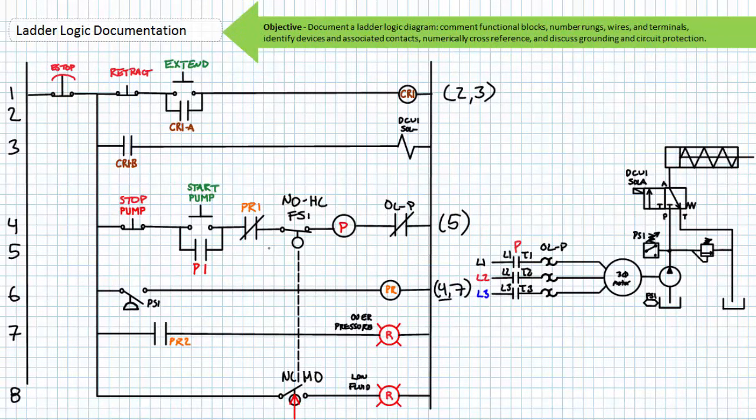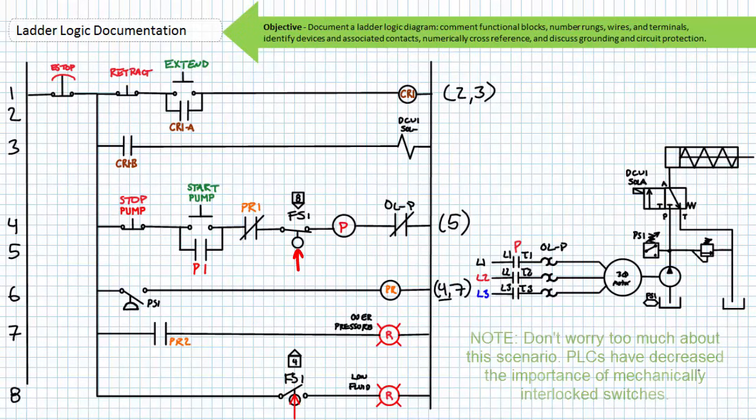It is for this reason numerically cross-referenced mechanically interlocked switches ditch the dashed mechanical interlock and use something I like to call house notation. The top switch receives an upside-down house pointing down to the rung it is mechanically interlocked with, in this case, rung 8. The bottom switch receives a right-side-up house pointing up to the rung it is mechanically interlocked with, in this case, rung 4.